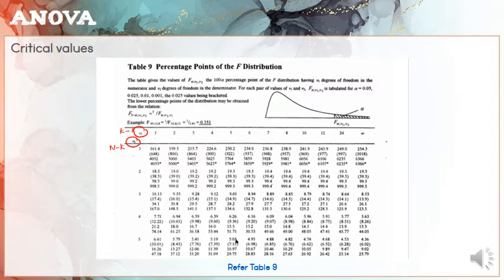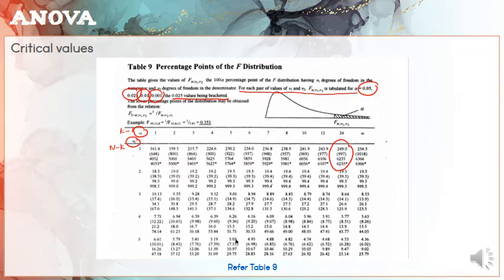It says here, for each pair of values of V1 and V2, F alpha V1, V2 is tabulated for 0.05, 0.025, 0.01 and 0.001. And then it adds here, the 0.025 values being in bracket. So, let me take one example. Let me take this example.